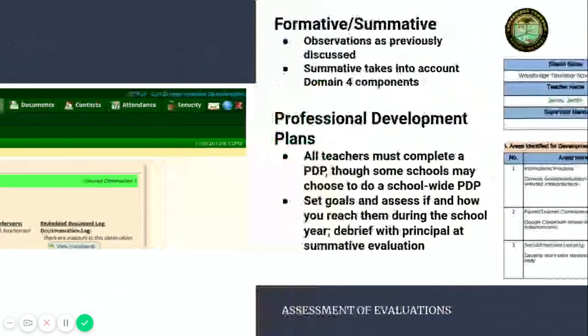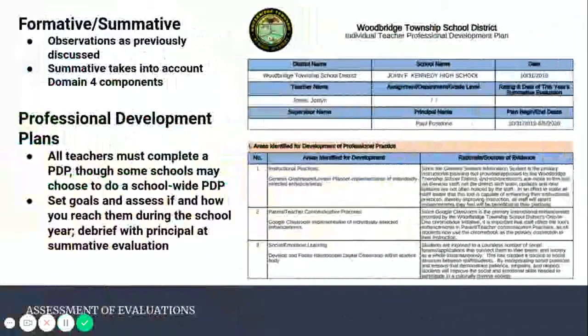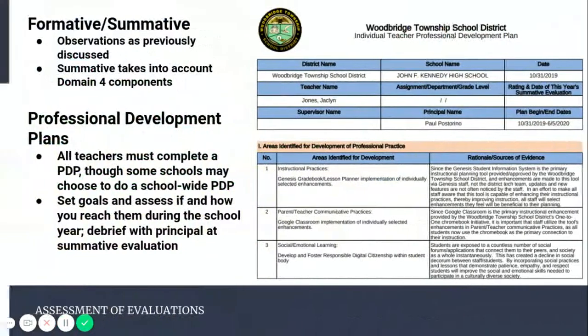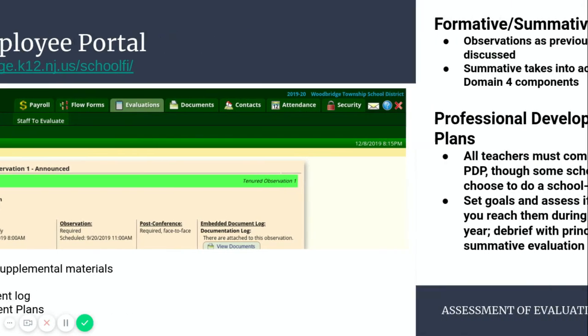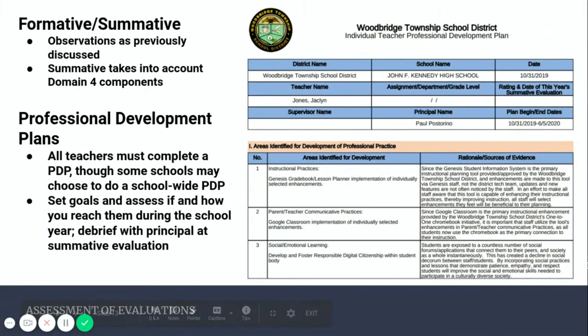You also input your SGO scores on there as well, which go into your final summative evaluation, right? So your formative observations I previously discussed, your summative observation, again, takes into account Domain 4, your professional responsibilities. So again, if we look back, that's your professional development log that you'll look at over here. And also all of your SGO scores will go towards that summative evaluation and your summative score.